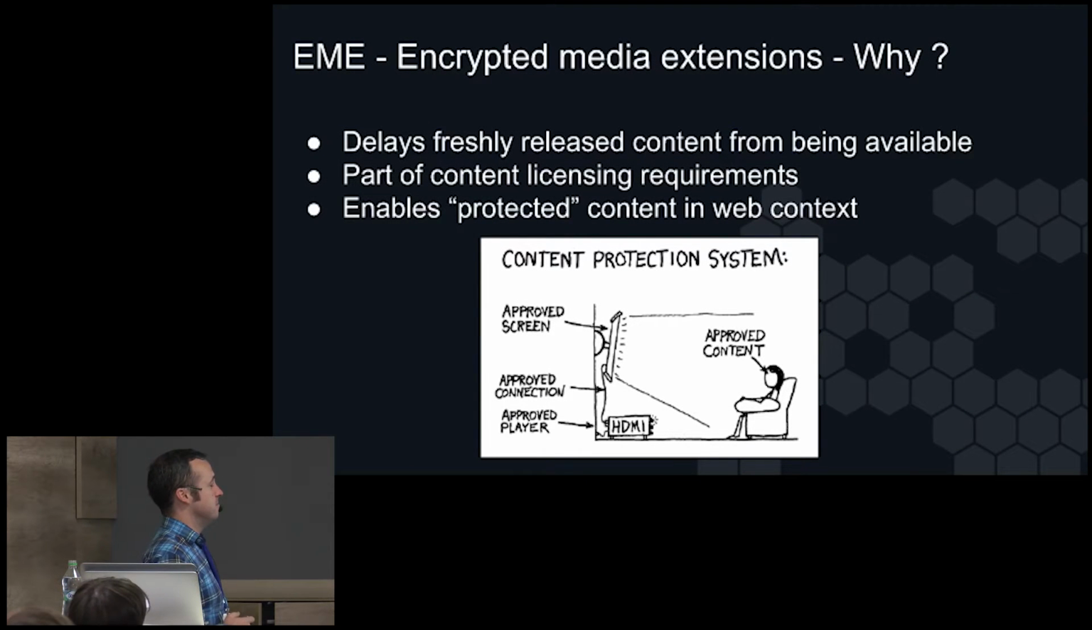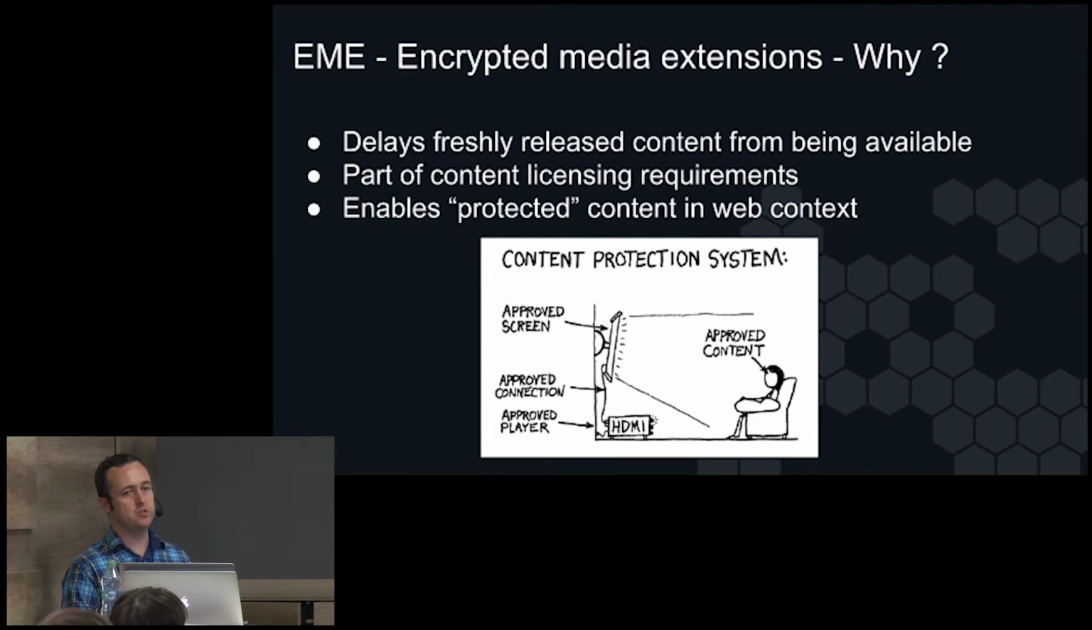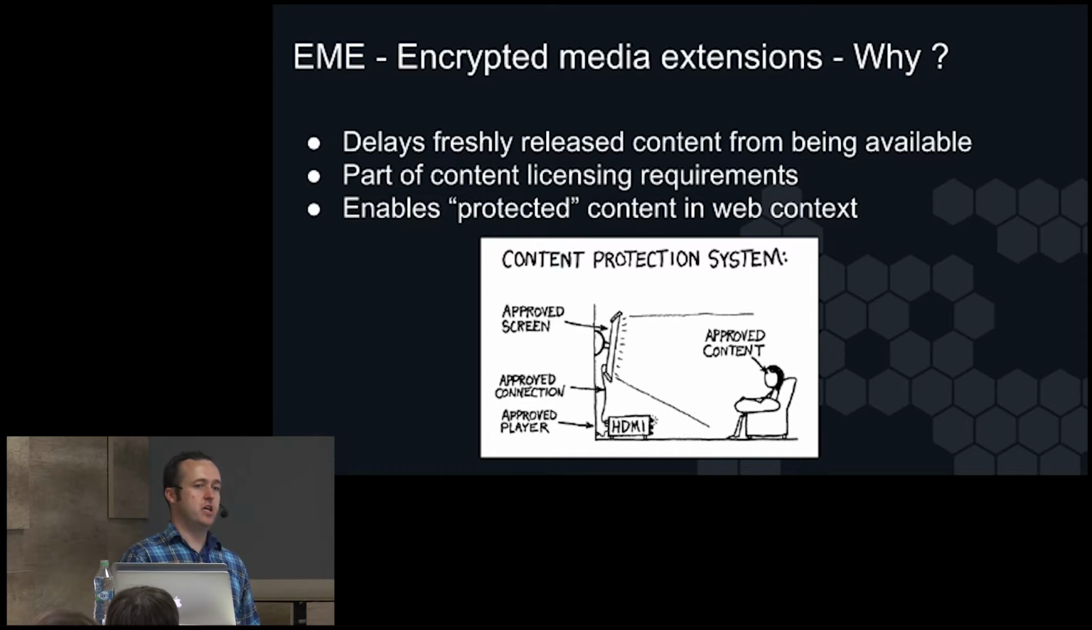The other one we're going to take a quick look at is Encrypted Media Extensions. This is basically the mechanism to deliver protected content, things like premium movies. If you're a content publisher, often there are licensing requirements around protecting that content, and this is a mechanism to enable protected content delivery in a web environment.